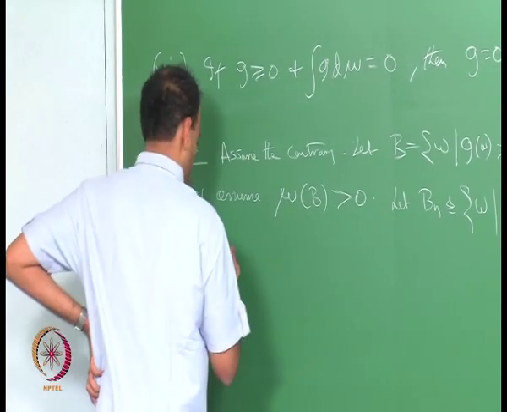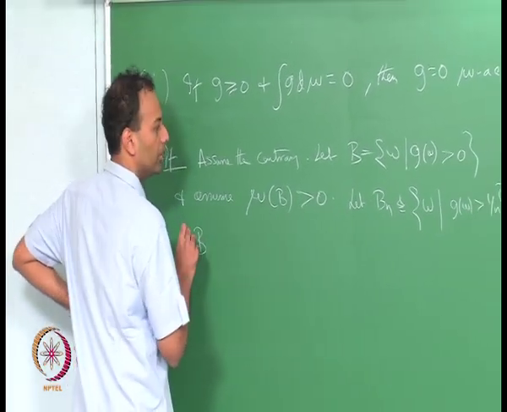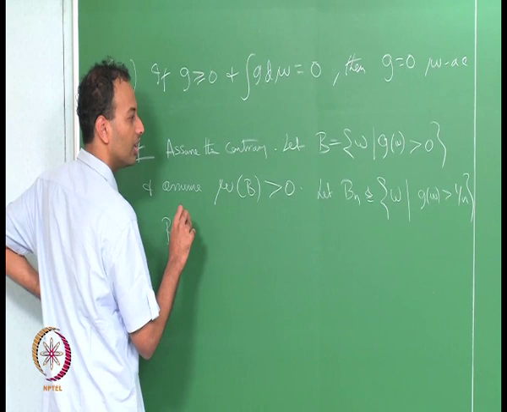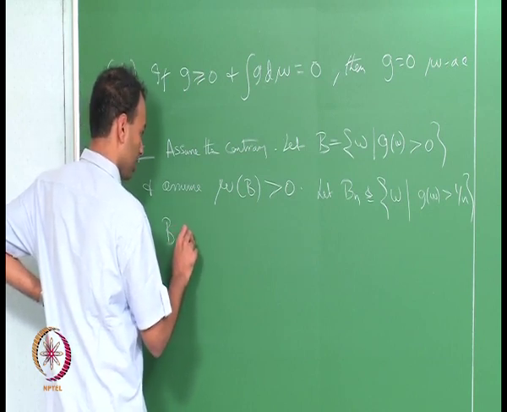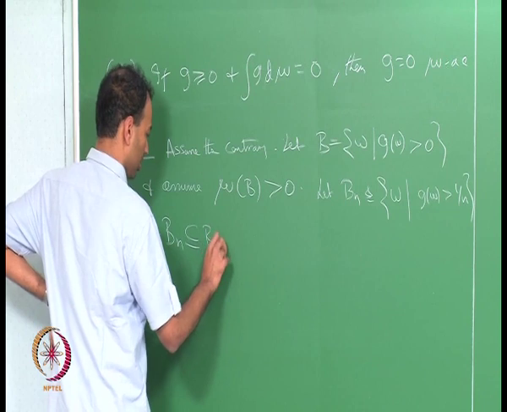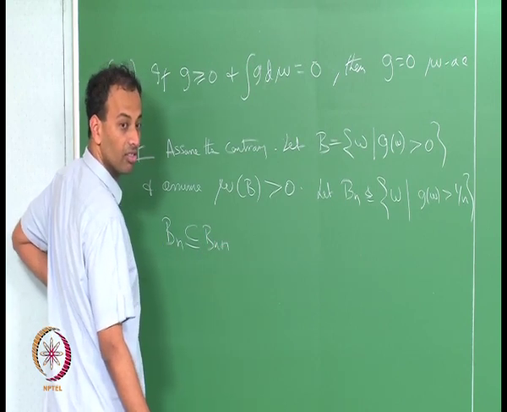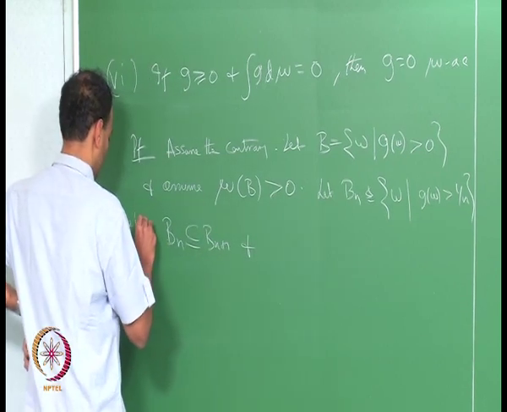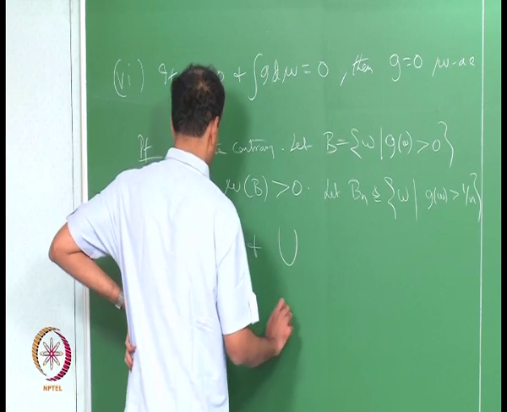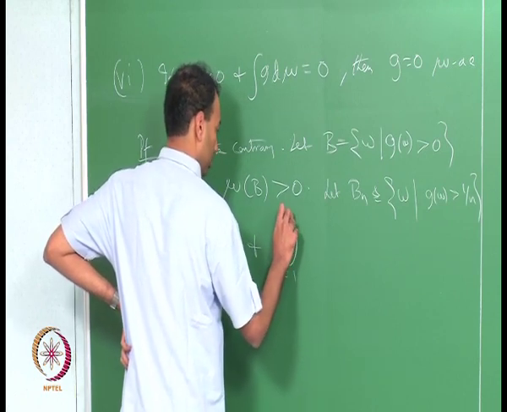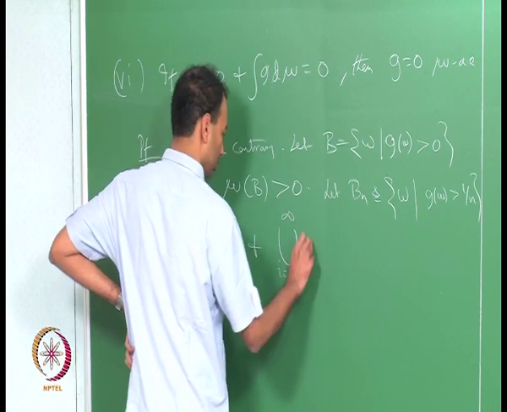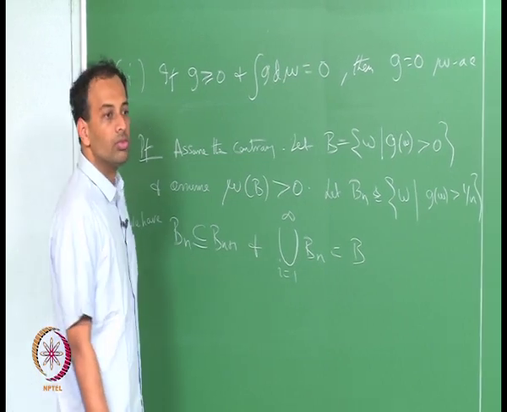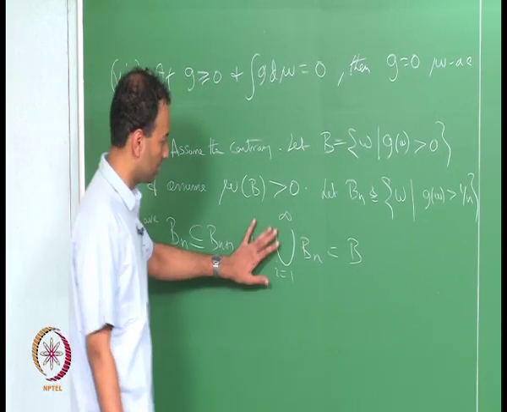Good. Now, we also know that the B n's are nested increasing. B n is contained in B n plus 1, is that correct? Correct. And so, we have the union n equals 1 through infinity of B n is equal to B, right. We are saying that this set is equal to that set.